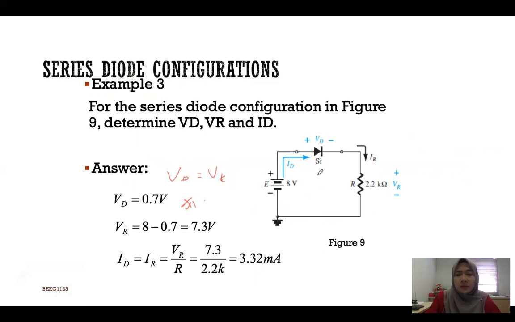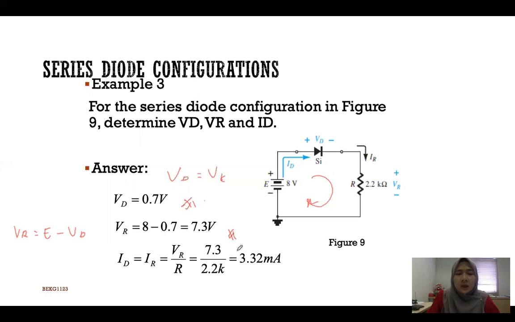For VR, you need to do KVL. So VR is equal to E minus VD. Okay, VR is E minus VD. So E is 8 volt, VD is 0.7. You will get VR equal to 7.3 volt.